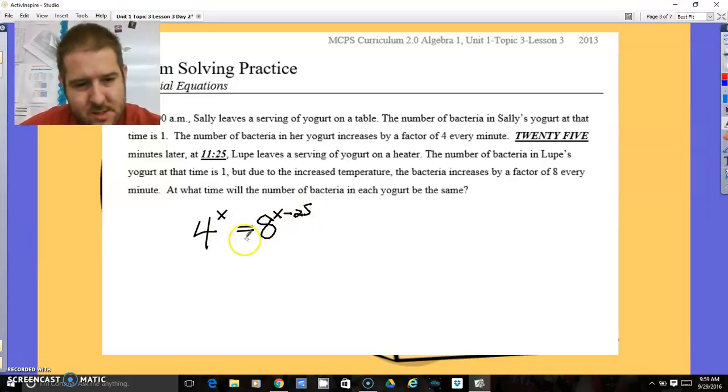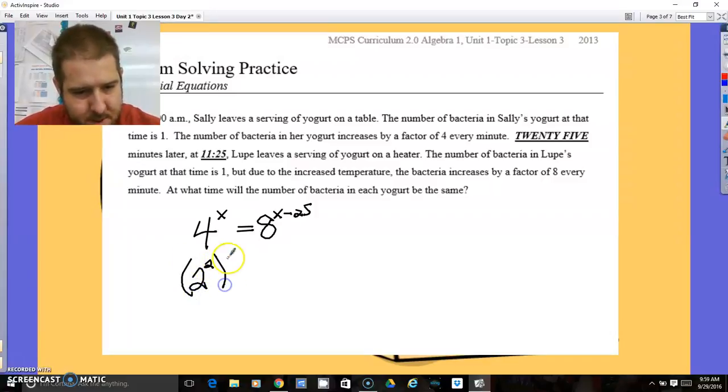All right, so I'm going to change these so that it makes the bases the same. So this becomes 2 squared to the x power equals 8, which becomes 2 to the third power to the x minus 25.